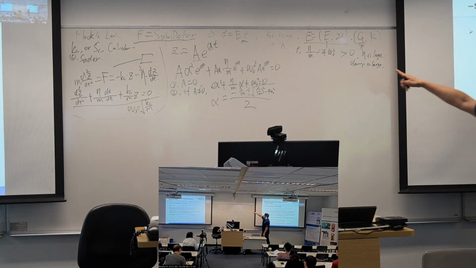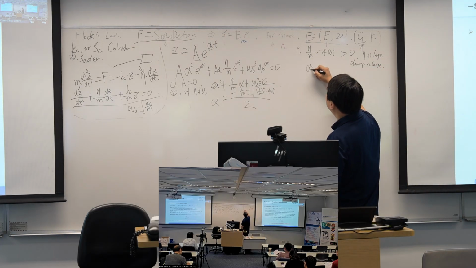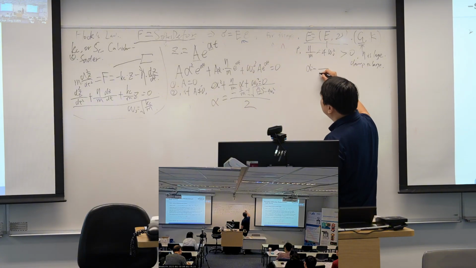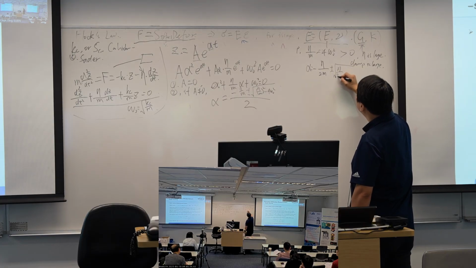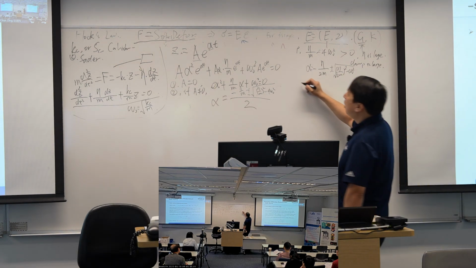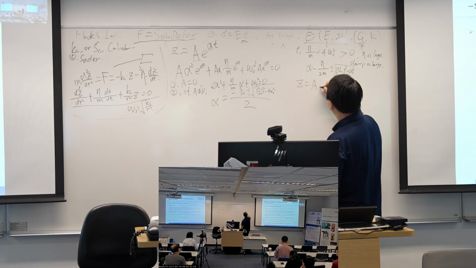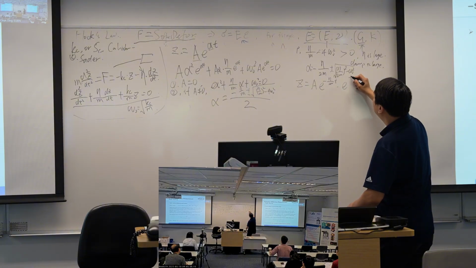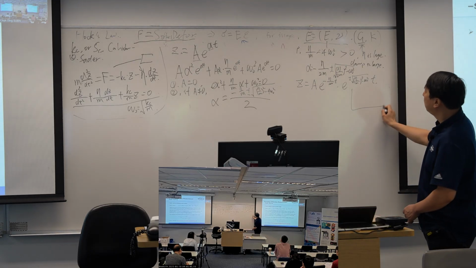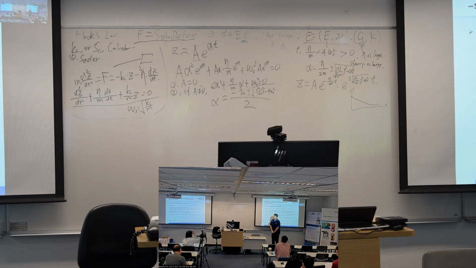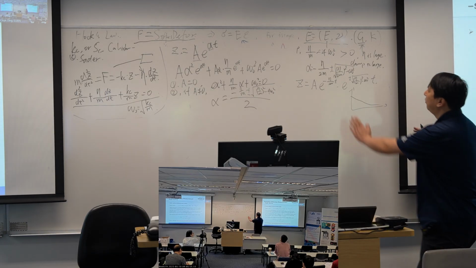And for this kind of solution, we can write it down. The alpha is quite simple: negative eta over 2m, plus minus the square root of (eta over 2m) squared minus omega 0 squared. Okay, and then our equation is e to the alpha t times plus minus, and we get this kind of curve, right? We get this kind of curve.